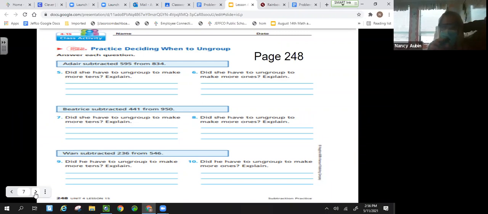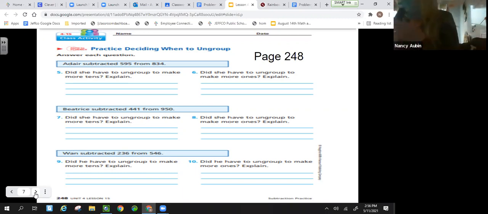So Adair subtracted 595 from 834. So in your math workbook, let's write that problem out. Which number is going to go on top, Ellie?